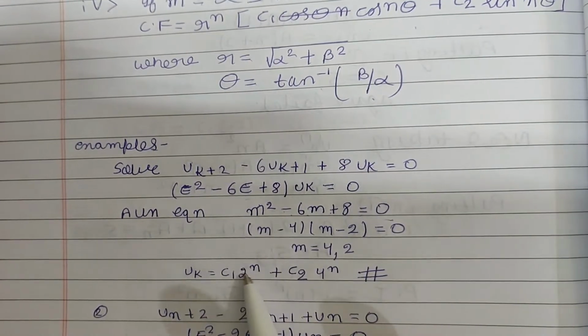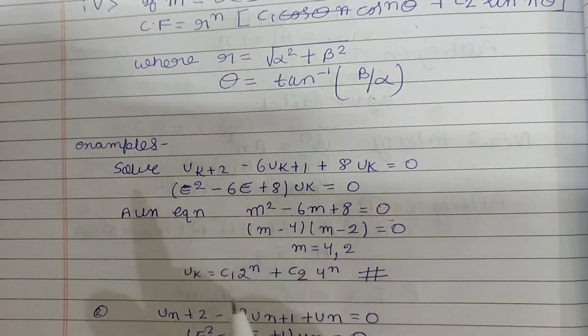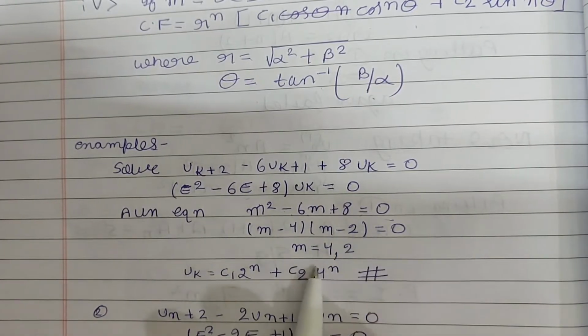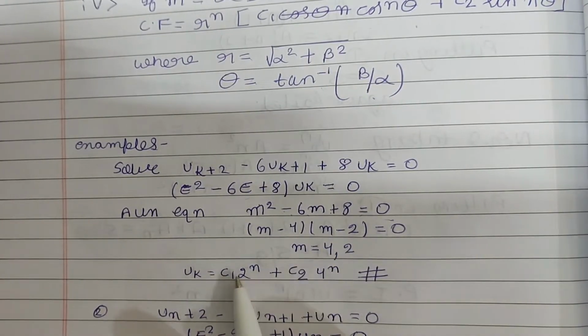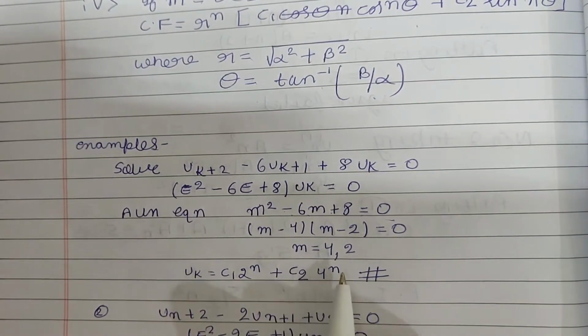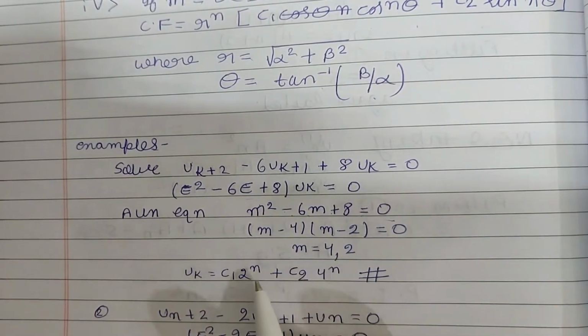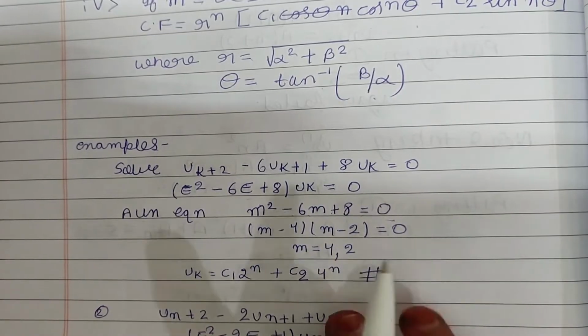C1 alpha here is first considered; it totally depends on you if you want to consider 2 or if you want to consider 4. So let us consider 2. So C1 2 to the power n plus C2 beta, which is 4 to the power n. Alpha and beta can be interchanged. You can write first here 4 or here 2. So yeah.